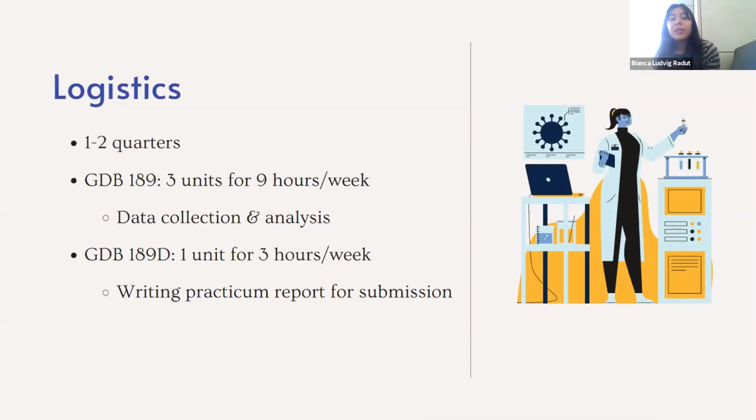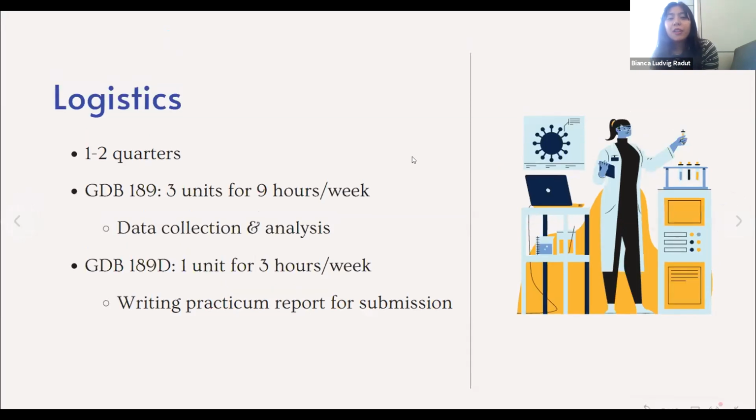We do provide students with research units, so the GDB 189 units. Students get 3 units of GDB 189, and they can do research for 9 hours of the week. So that usually includes collecting data, whether that means doing surveys, doing experiments, or conducting interviews, anything that's data.